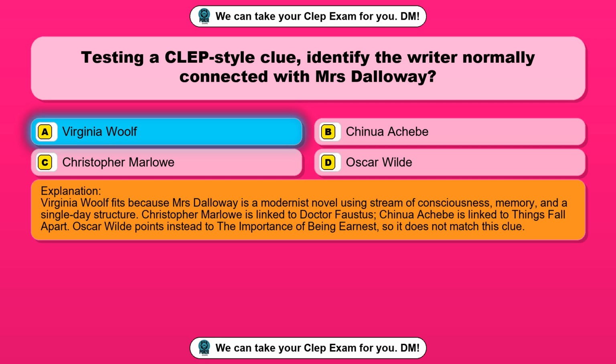Virginia Woolf fits because Mrs. Dalloway is a modernist novel using stream of consciousness, memory, and a single-day structure. Christopher Marlowe is linked to Dr. Faustus, Chinua Achebe is linked to Things Fall Apart. Oscar Wilde points instead to The Importance of Being Earnest, so it does not match this clue.